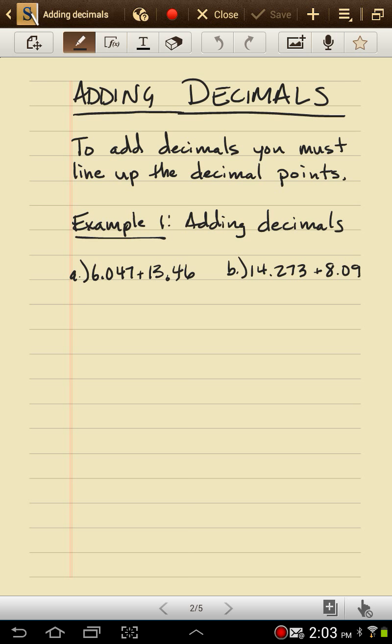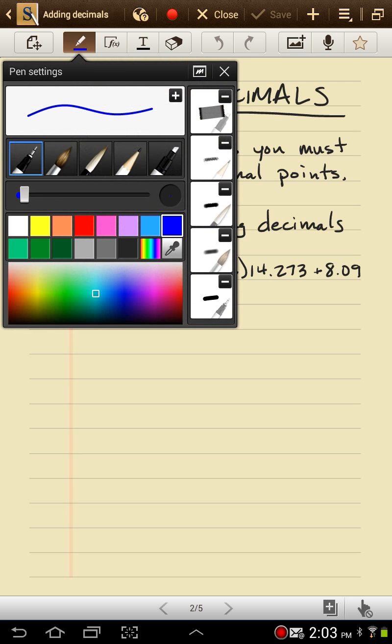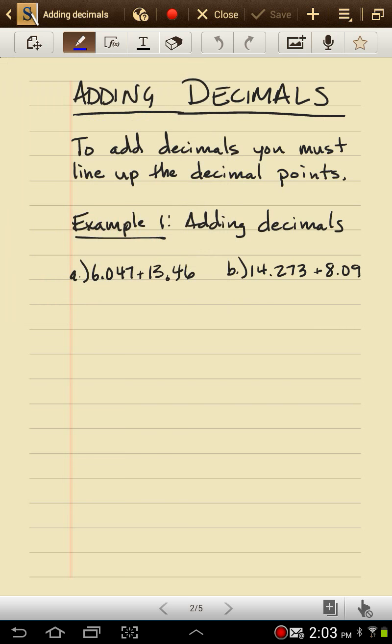Let me switch my pen color. Let's do blue. We have two examples here. Our first example in adding decimals, in example A, is 6.047, so 6 and 47 thousandths, plus 13.46, or 13 and 46 hundredths. So when I add them up, I'm going to line up my decimal points. So I'm just going to put 6.047, and notice I gave a little extra room between my numbers there. So I'm really spreading them out. Don't try to cram them. I want to be able to tell each place value as I'm writing this down.